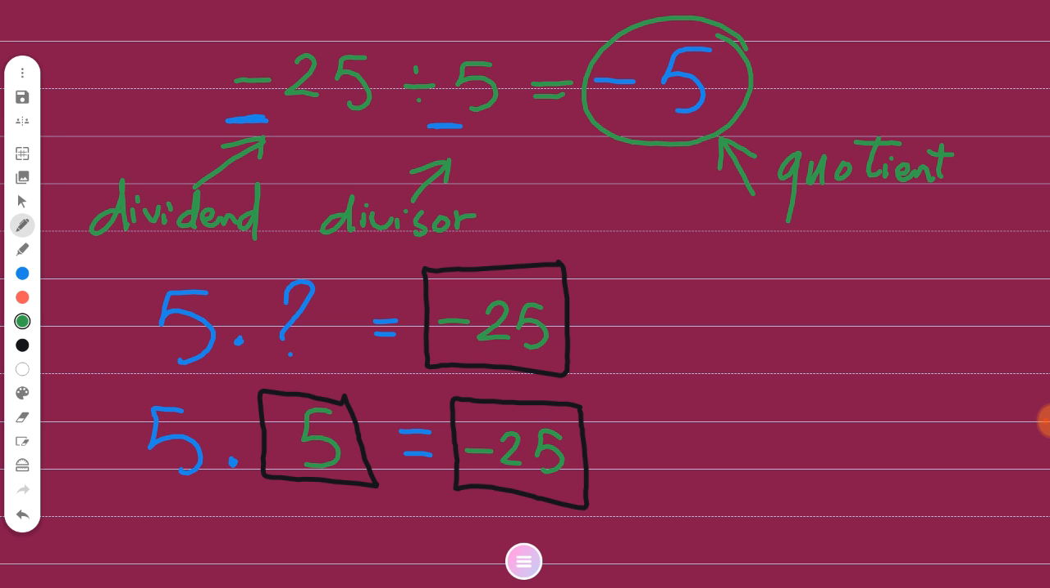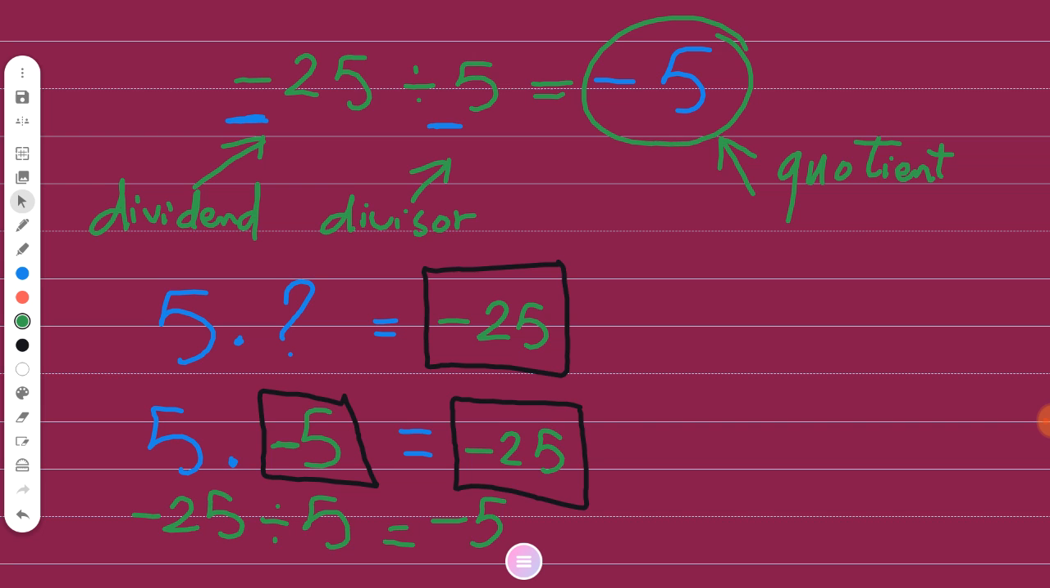But what about the sign? Yes, the sign is negative. So it should be a different sign. The first one is positive, so the next one is negative. Yes. So 5 times negative 5 equals negative 25. So I can write it as negative 25 divided by 5 equals negative 5. Okay, this is how to think about the division operation.